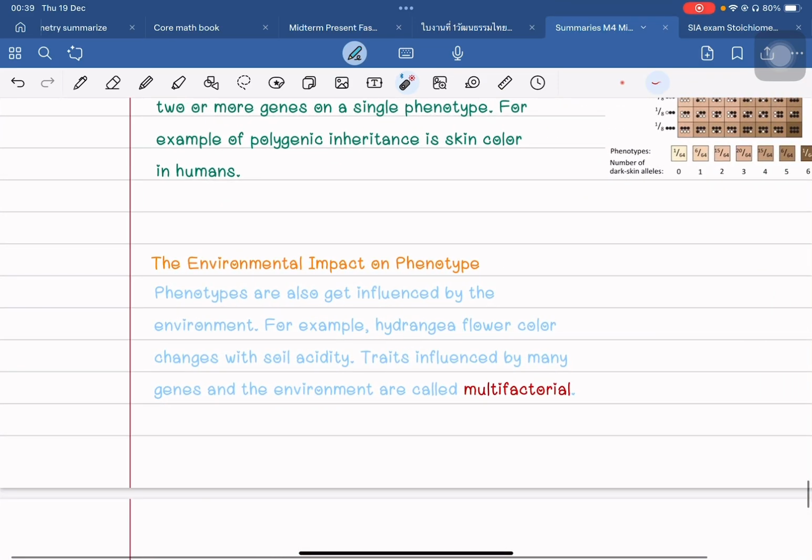The environmental impact on phenotype. Phenotype can also be influenced by the environment. For example, a hydrangea's flower color can change with the soil's acidity. Traits influenced by many genes and the environment are called multifactorial.